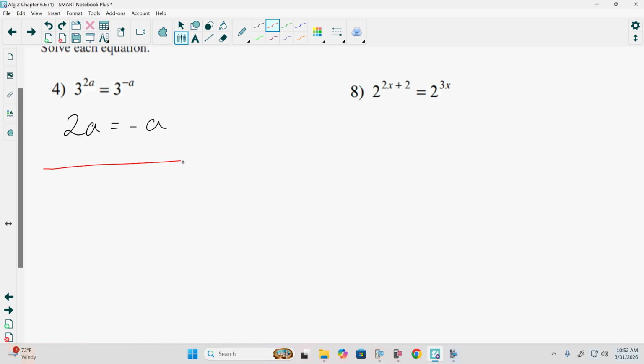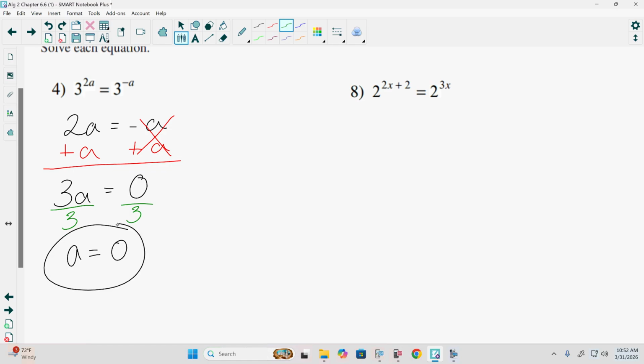A is not to an exponent, so we just need to get it by itself. What can we do first? We can add a. We can subtract 2a. Either one works. Because if I add a to both sides, 2a plus a is 3a. A minus a is 0. Since there's nothing else left on the right-hand side, it just stays 0. And last but not least, we would divide both sides by 3, telling us a has to be 0.